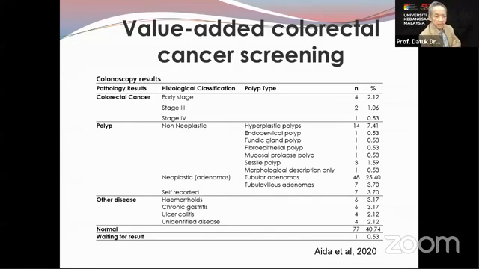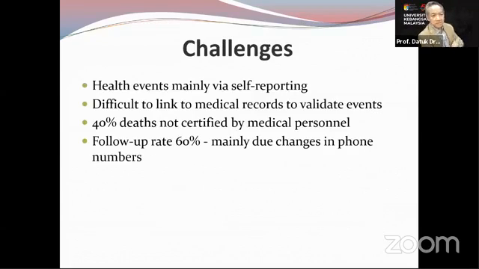our cohort biobank. As you can see here, we have published this data. From about 2,000 participants screened, we picked up 7 cases of colorectal cancer and more than 50 neoplastic polyps, which have given added value to our cohort. So, challenges: our health events are mainly via self-reporting because not many hospitals have electronic medical records, and it's hard to link medical records to validate events.